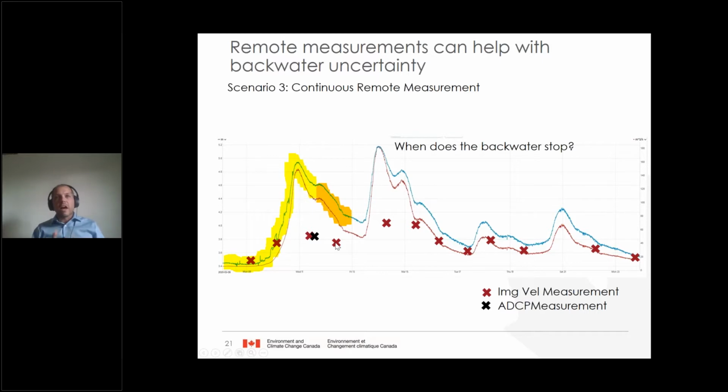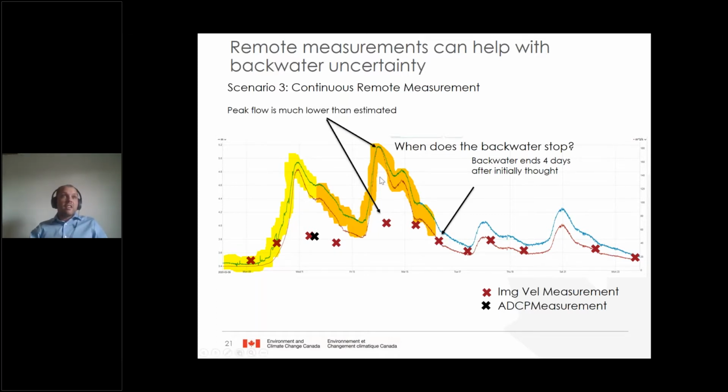So this could be done every hour. This particular example was done once a day. And you can see that the image velocimetry discharge estimates match the rated discharge around 4 days after when we initially thought. So now we have a solid answer as to when that backwater stopped. And then the other thing to note is that the peak flow was much lower than what the stage discharge curve showed. So image velocimetry can really add a lot of value to the gauging station.